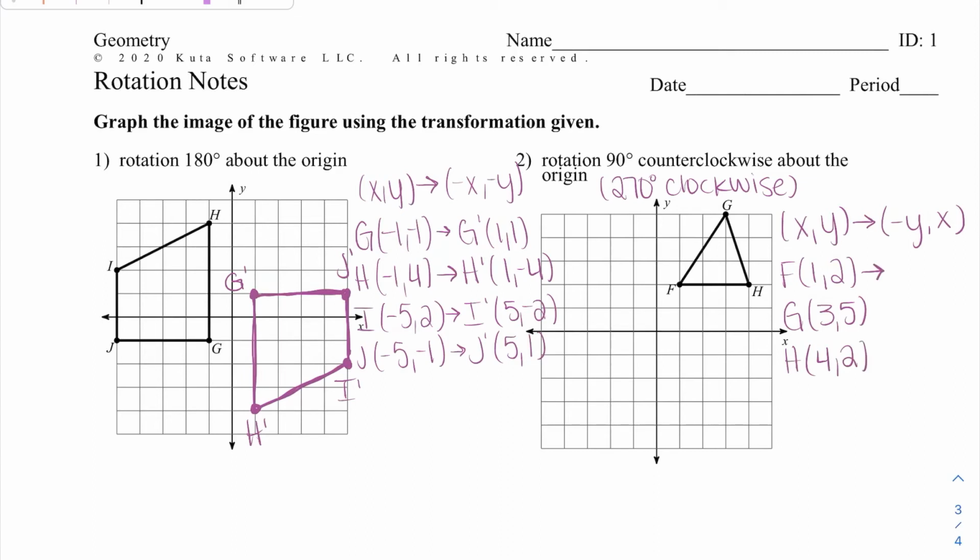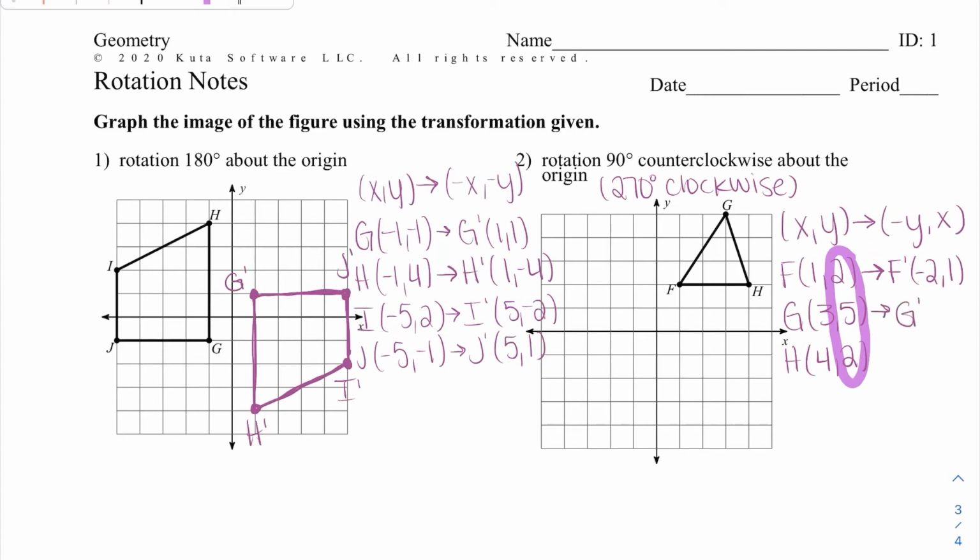So again, our rule says we have to first change the sign of y. So all of those are going to get their sign changed. And then we're going to switch the order. So 1, 2, when we switch the sign of y, becomes 1, negative 2. And then when we switch the order, it becomes negative 2, 1.